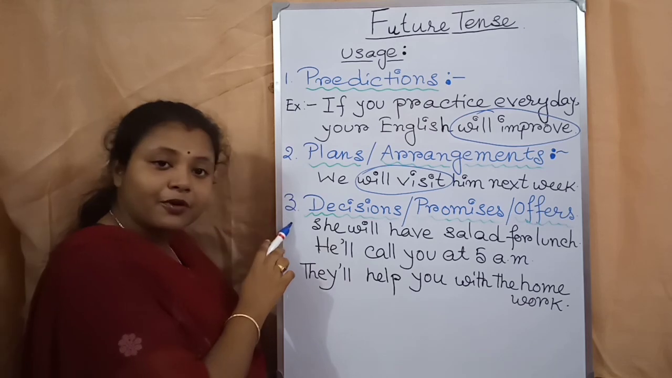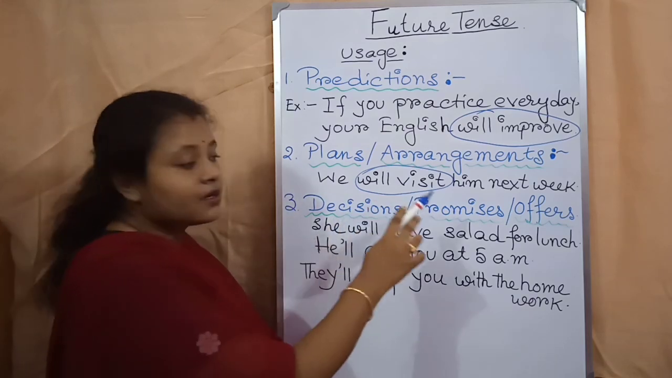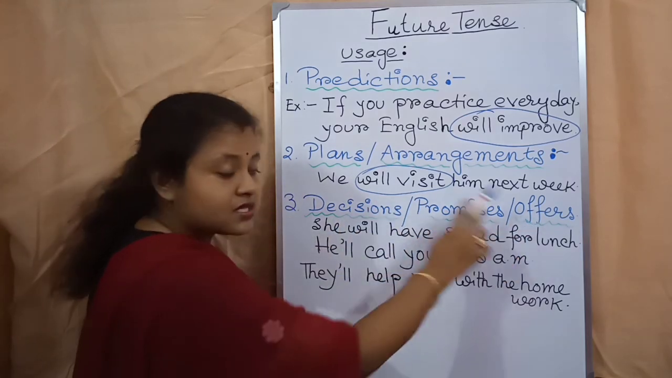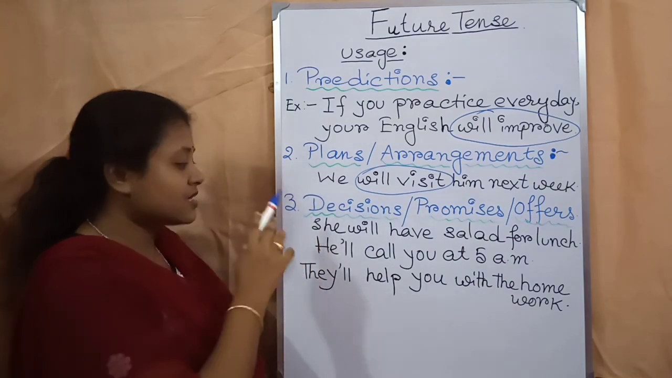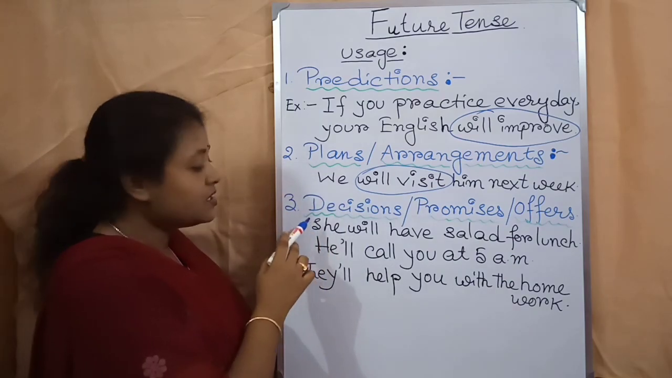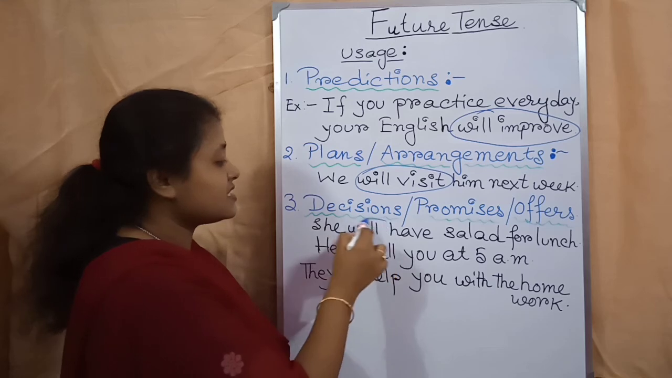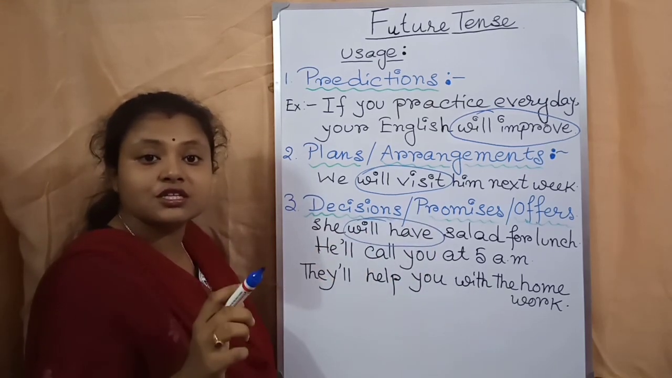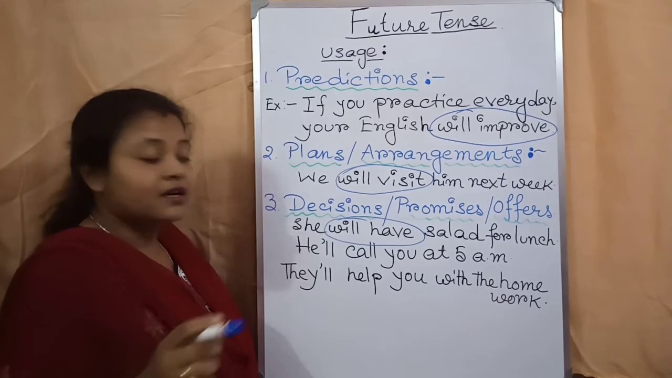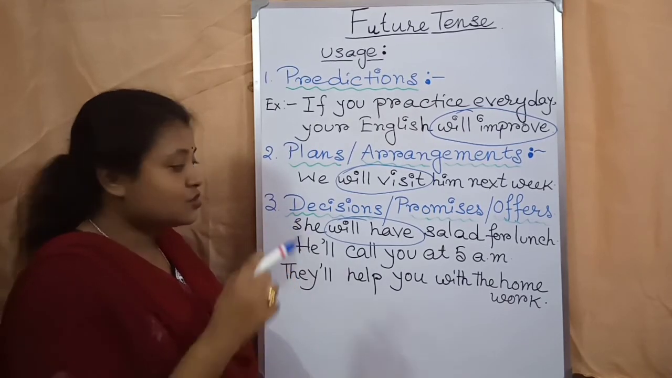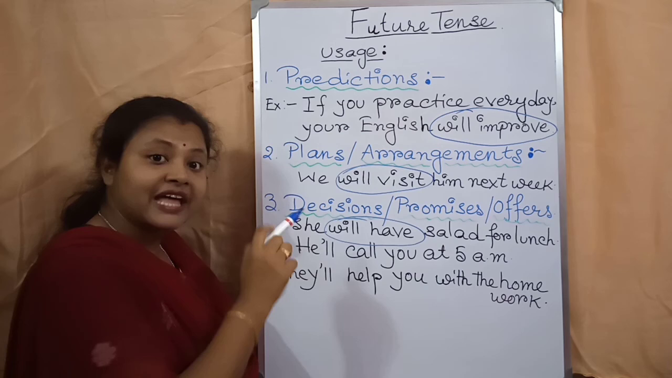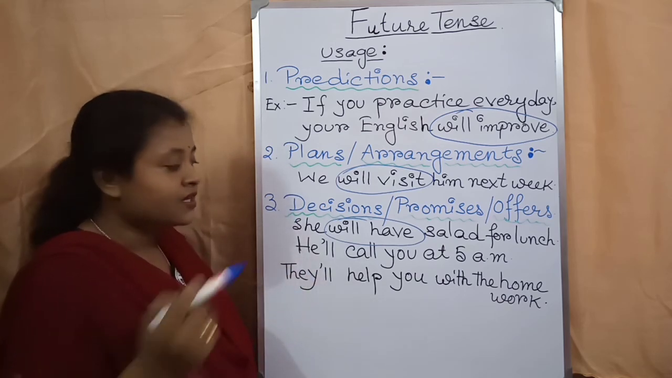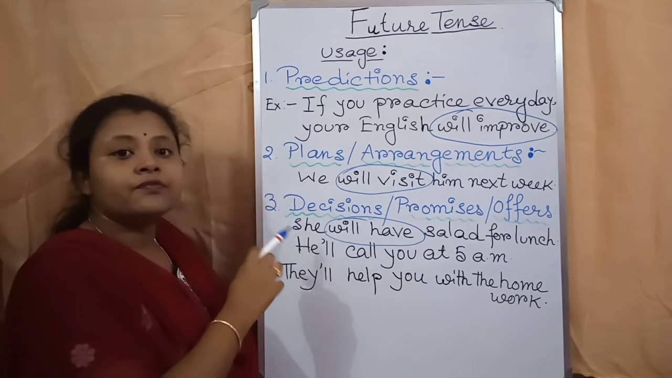Now come to the third point, decisions, promises and offers. In making future decisions, here I have given the example, she will have salad. Here she is making a decision that she is going to have salad for lunch. So it is a decision, okay, that she will take in future. That is why I have used here future tense.